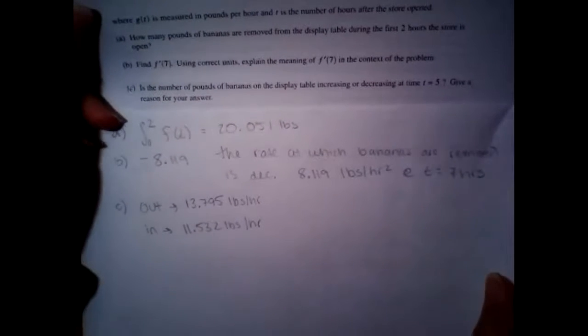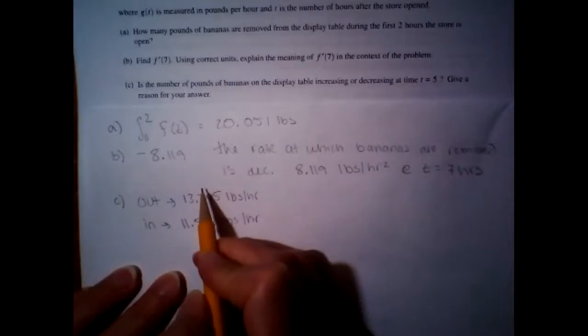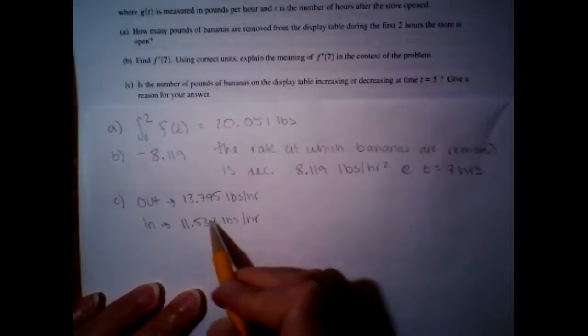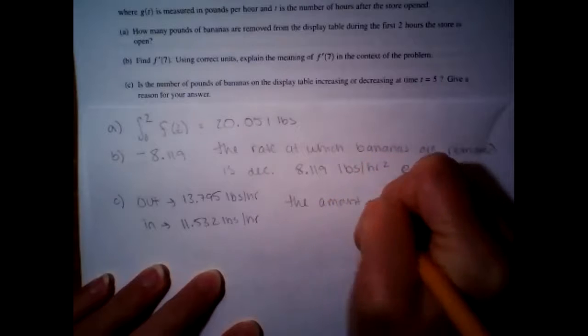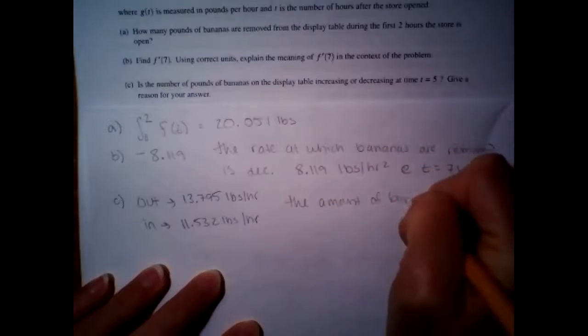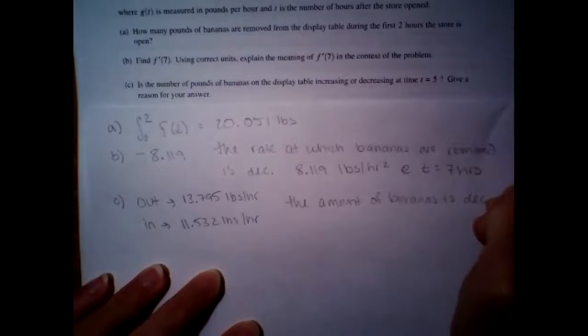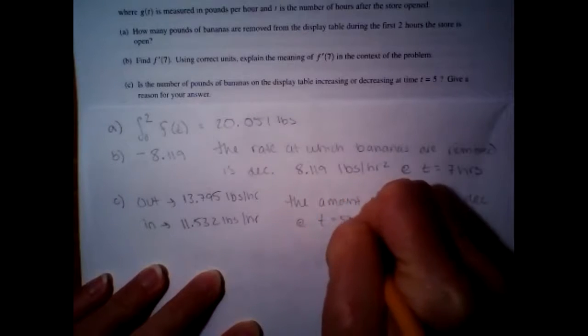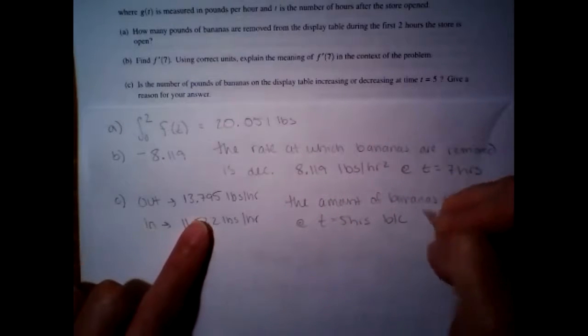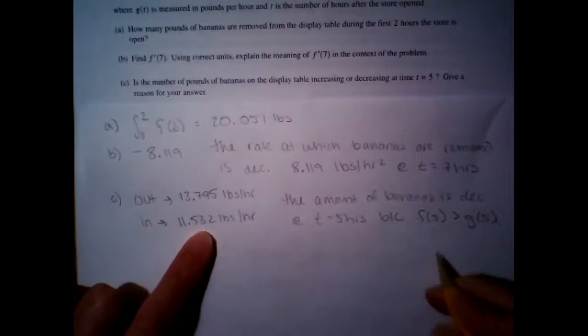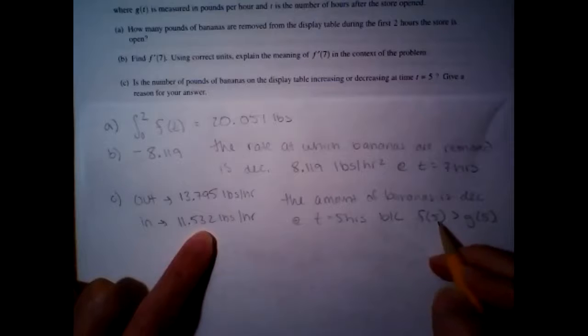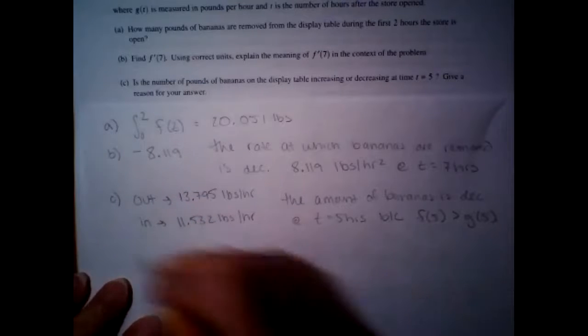All right, and so the question was, let me go back to this because I have such little room to show you guys anything. The question was, is the amount of bananas increasing or decreasing? Well, they're being taken faster than they're being added back, so the amount would be decreasing. So the amount of bananas is decreasing at time 5 hours because f of 5 is greater than g of 5, or however you wanted to put that in your own words, but you have to compare these somehow. The rate out is greater than the rate in at that time.